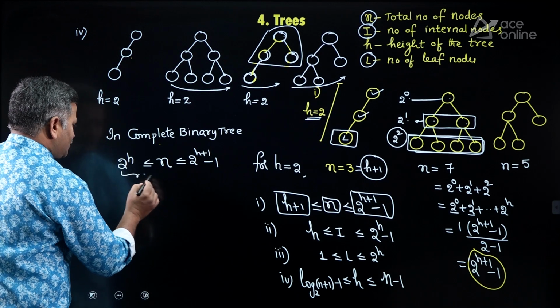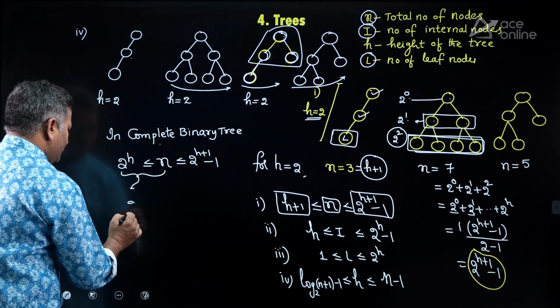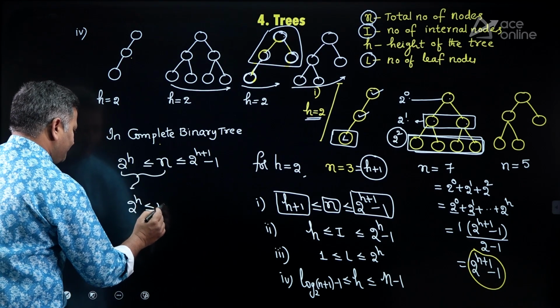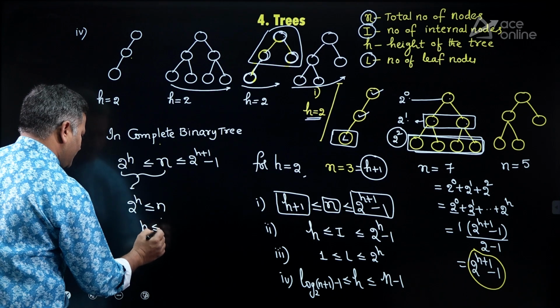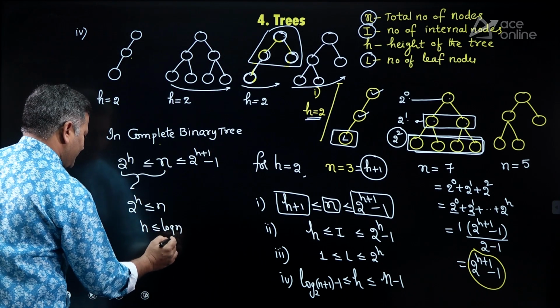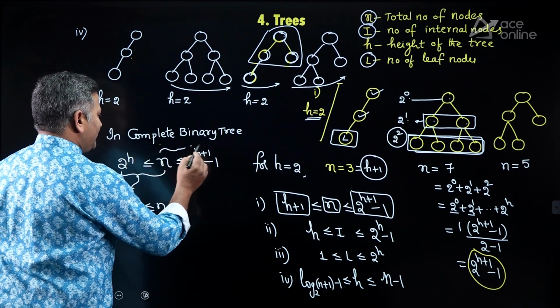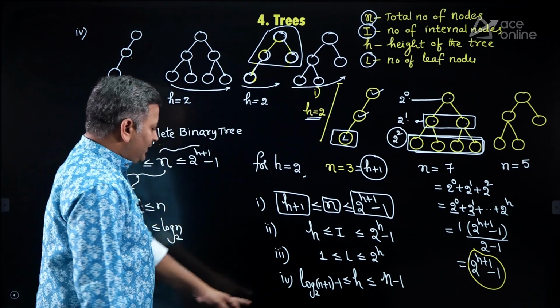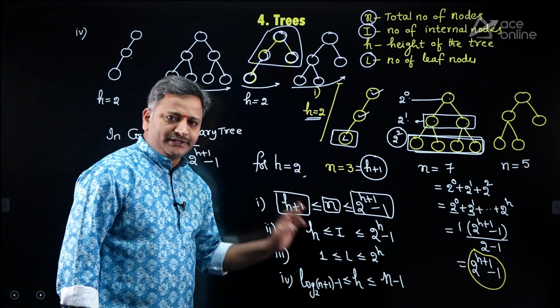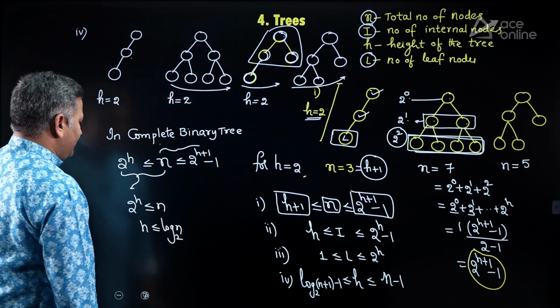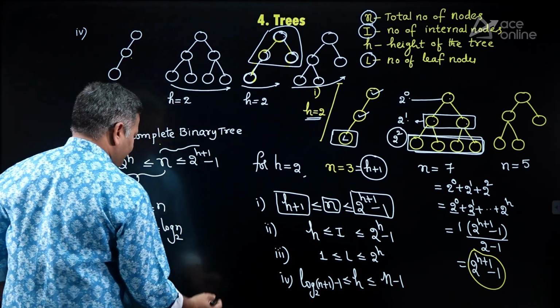By equating these two, 2 power h is less than or equal to n, so h is less than or equal to log n base 2, that is the maximum height. By equating these, we get the minimum height, the same as we completed here, log base 2 of n plus 1 minus 1. Therefore, the complete binary tree has this fifth property.